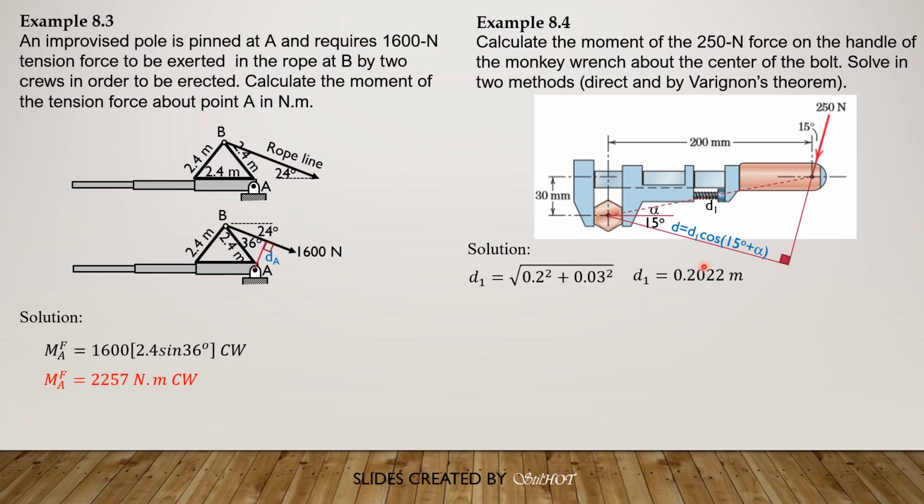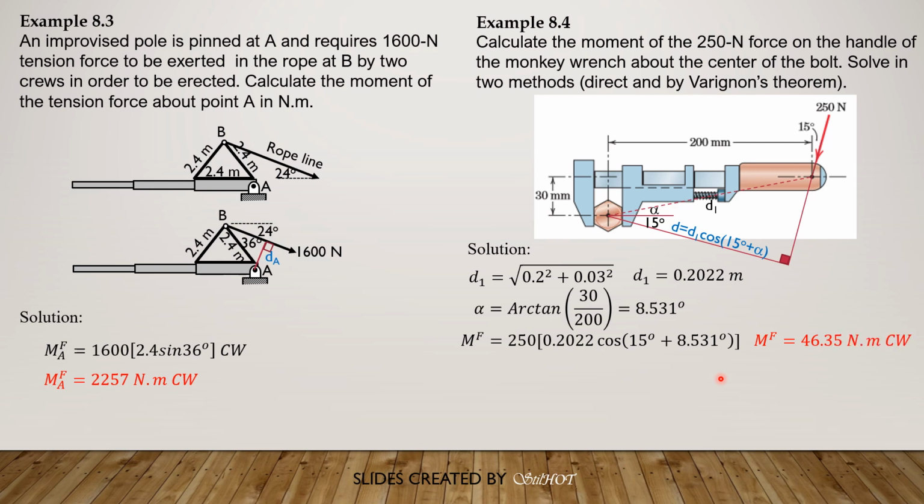Let's solve for alpha first. Arctan of 30 over 200. So alpha is 8.531 degrees. Then the direct moment is clockwise. It is equal to 250 times 0.2022 cosine of alpha plus 15 degrees. That's it. The moment of the force is 46.35 Newton meter. So it is clockwise as mentioned.